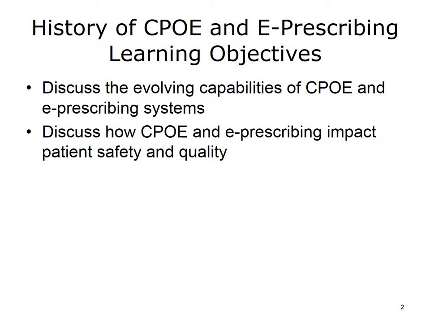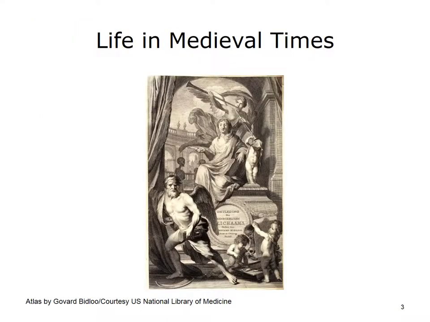The objectives for this unit, History of CPOE and e-prescribing, are to discuss the evolving capabilities of CPOE and e-prescribing systems, and to discuss the impact of these systems on patient safety and quality. Before we begin thinking about the history of CPOE, we will define this term later in this lecture.